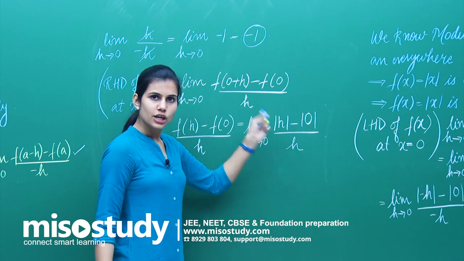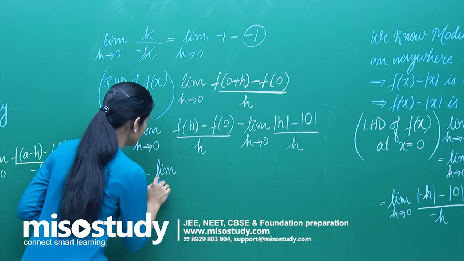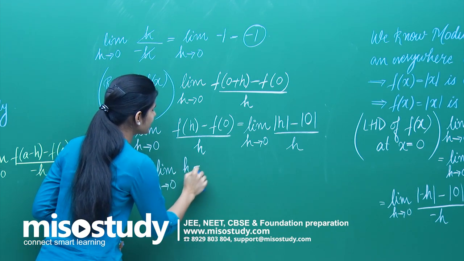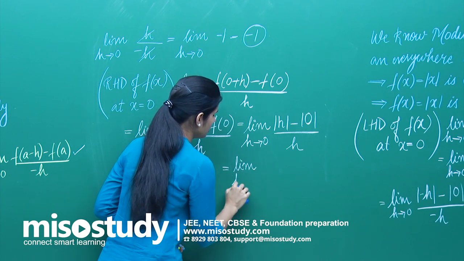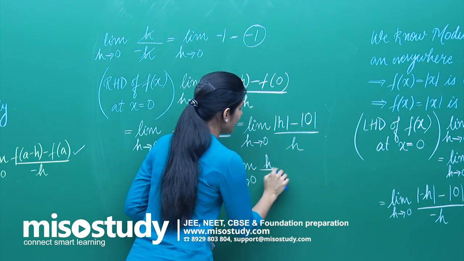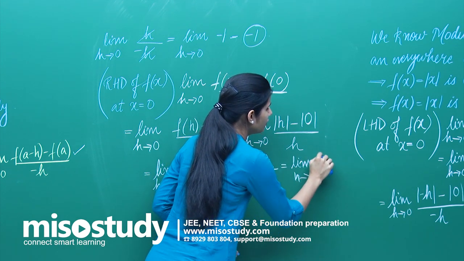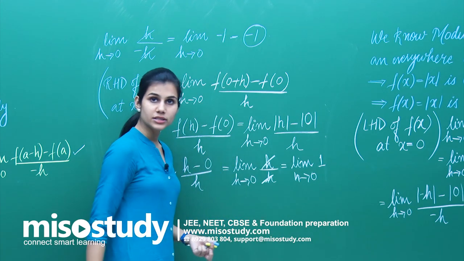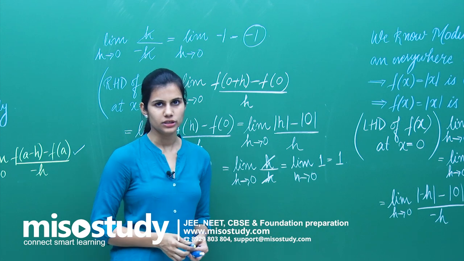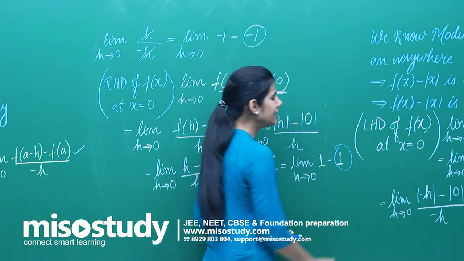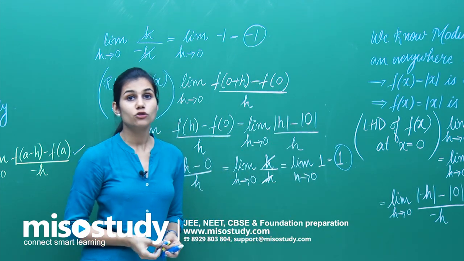h is positive, so mod h is same as h. This will be limit h tends to 0 mod h is same as h, mod 0 is 0 whole upon h, which gives you limit h tends to 0 h upon h, which is limit h tends to 0 1, because I can cancel them because they are non-zero, which is just 1 because it's a constant function. That means right hand derivative of f at 0 is coming out to be 1, left hand derivative of f at 0 is coming out to be minus 1.